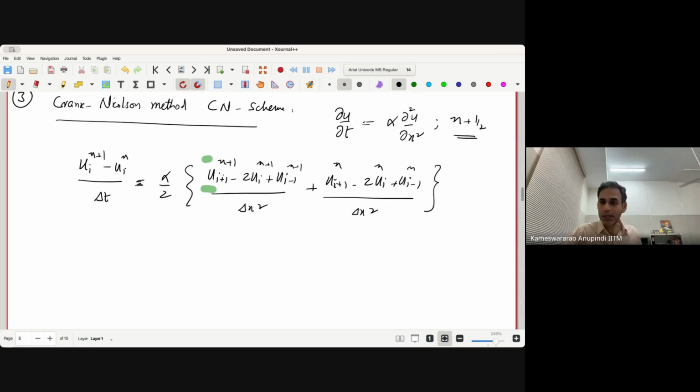And to add to that, we are not actually writing the scheme about either n or about n plus 1, we are actually writing this about n plus half. So I'm going to expand everything about i and n plus half. We're going to choose our ith grid point at n plus half as the point about which we're going to expand all these values.